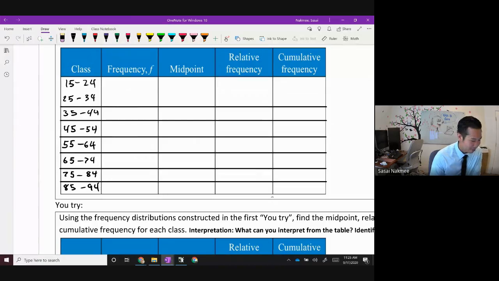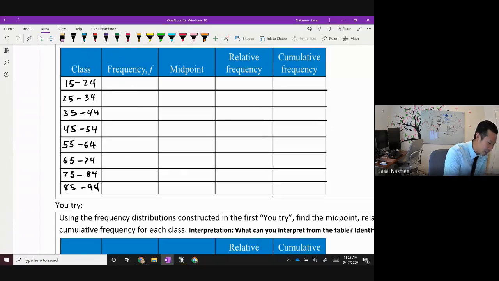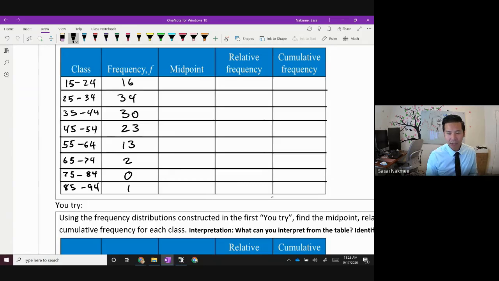Oh, come on. Get it together. There we go. Breathe. We're okay. All right. First number, 16, 34. I think this was 30, right? Correct me if I'm wrong, by the way, while I'm doing this. I think this was 23, 13, 2, 0, and 1. Can you guys verify? Count to 10. 1, 2, 3, 4, 5, 6, 7, 8, 9, 10. There we go. We'll always count to 10 every now and then.